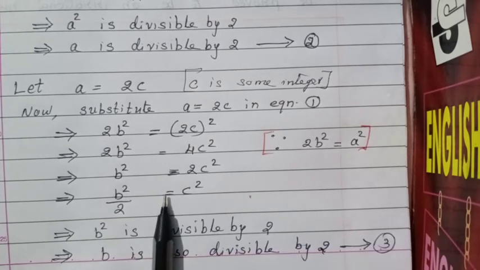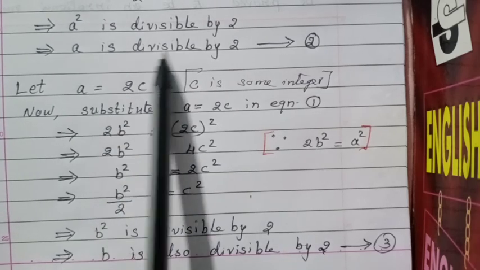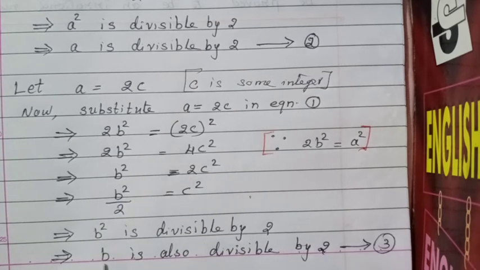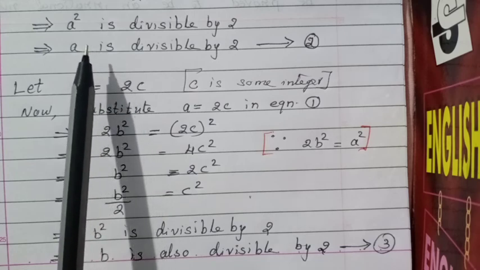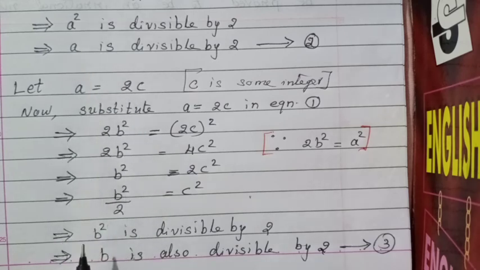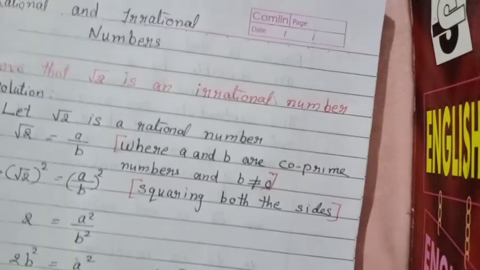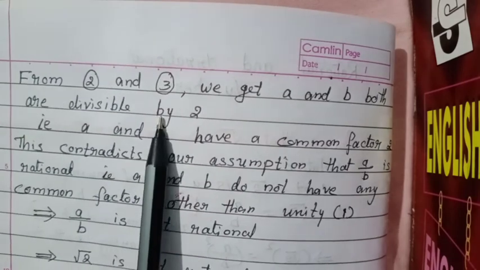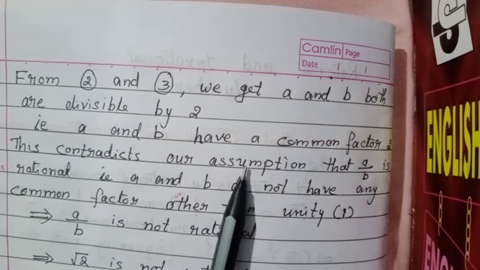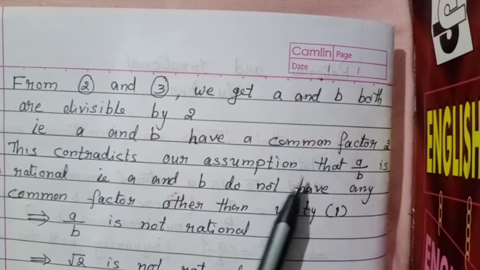Now compare equations 2 and 3. Equation 2 says a is divisible by 2, and the third equation says b is divisible by 2. At the start we assumed that a and b have no common factors other than 1, but here we got that a and b have 2 as the common factor. From 2 and 3 we get a and b both are divisible by 2. That is, a and b have common factor 2.